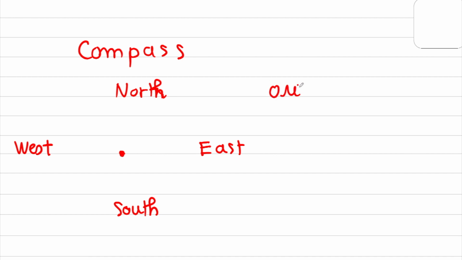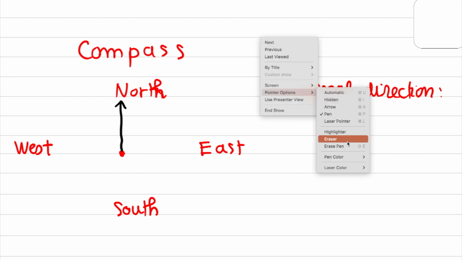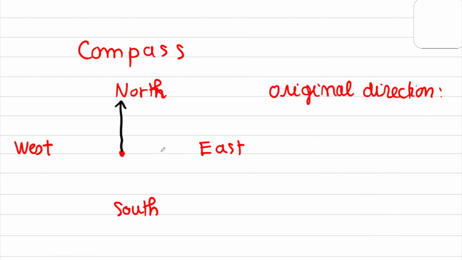So what is the original direction? The original direction is north. You will get here the original direction. You have to remember only north is the original direction, and the other directions, something like east or south or west, are just normal directions. But our original direction is only north. Just remember about that. Okay, so when the original direction turns around, making a movement like this direction.